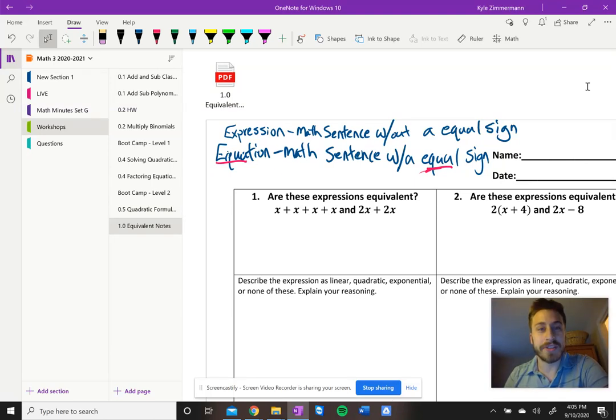Hi team, it's Mr. Zimmerman, and today we're going to look at equivalent expressions and basically talk about how things that look completely different might actually be the same thing. So let's go ahead and dive on in.